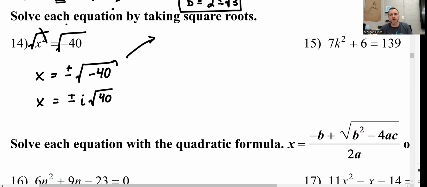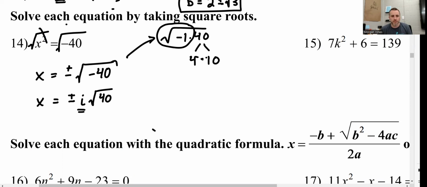Because what we're doing is we're splitting that into the square root of -1 times 40. By definition, the square root of -1 is i. And then the square root of 40 we're going to have to deal with separately. What's the square root of 40? That's the square root of 4 times 10. The square root of 4 is 2. And so this is equal to plus or minus 2i square root of 10.